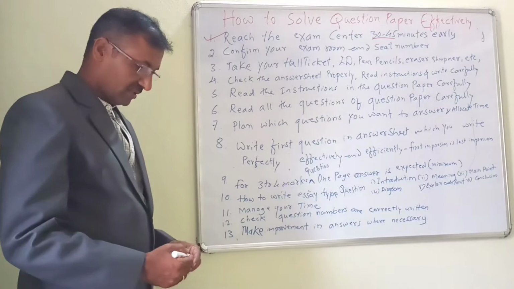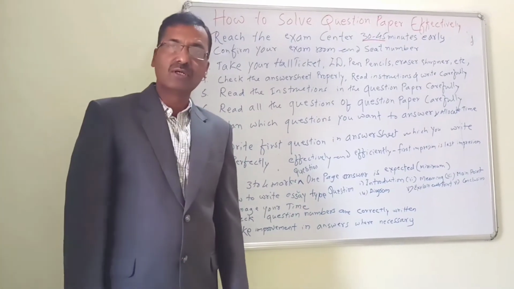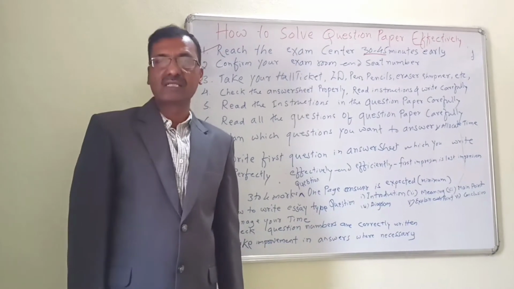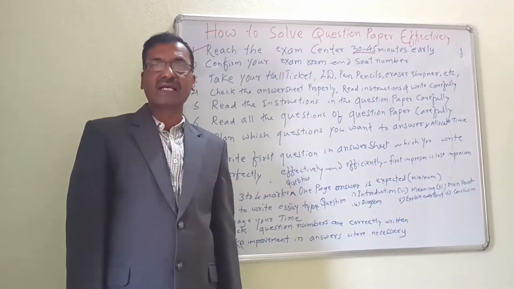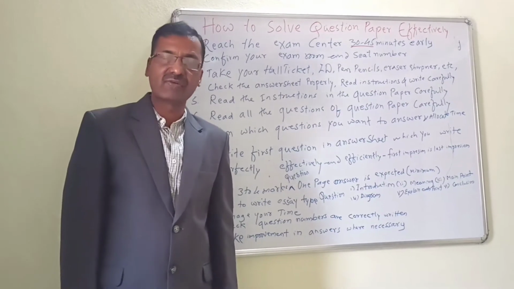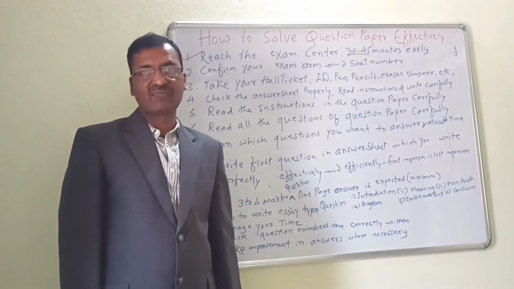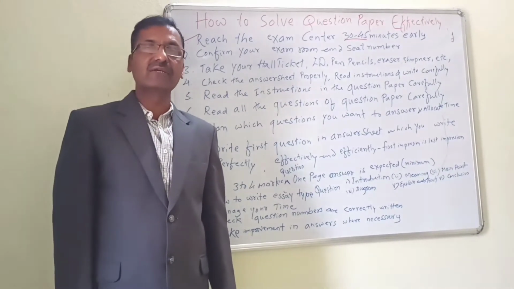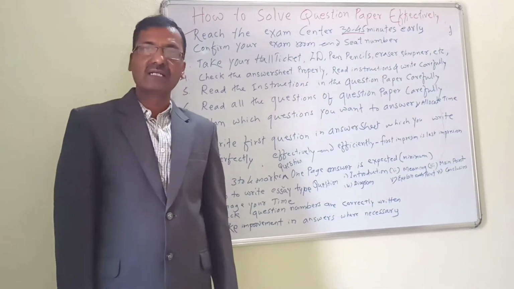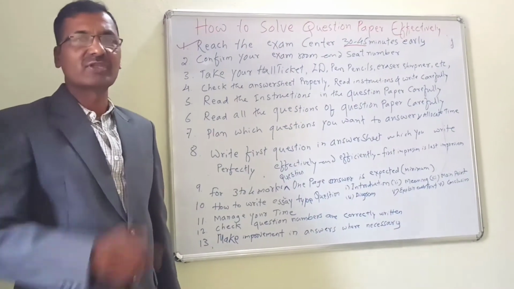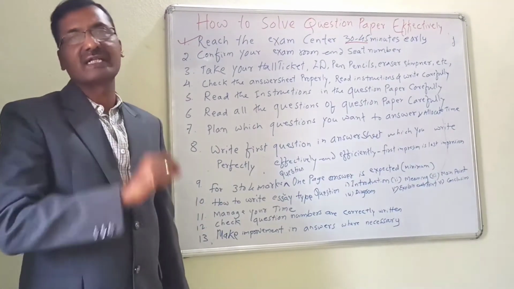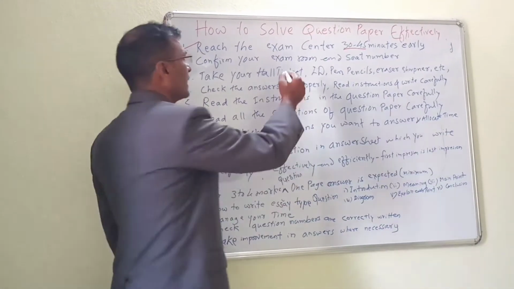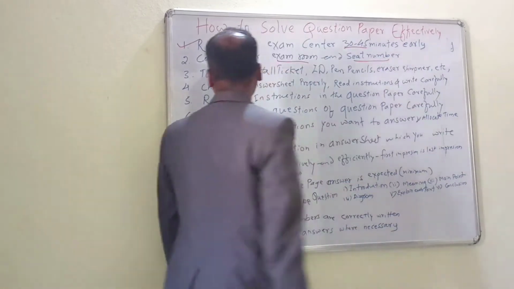Second point, confirm your exam room and your sitting arrangement, your seat number. Once you reach the exam center 30 to 45 minutes early, you have to search for the room where you have to give the examination. And once you find your room, the next step is your seat number where you will give the examination. So, exam room and seat number.